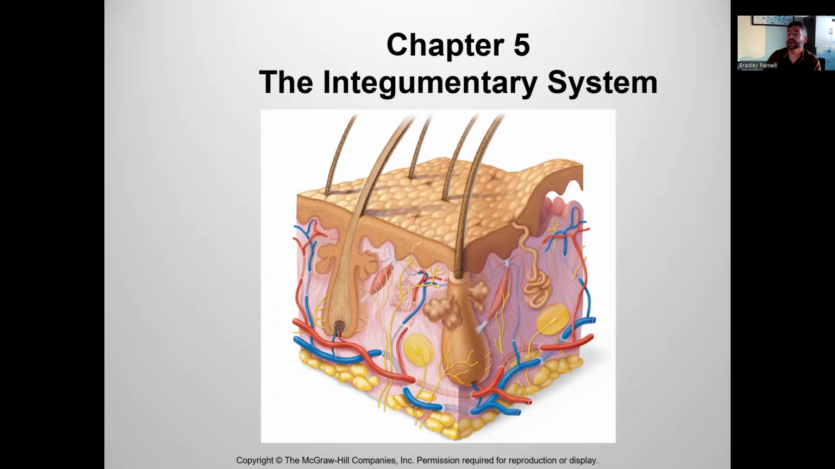So even on this first slide, you can see that there's a lot of different kinds of structures involved in the skin. We've got our layers of tissue, we've got some hair follicles, you can see some blood supply or capillaries, some adipose tissue, nervous tissue, etc. So we're going to go through each of those and talk a little bit more about them.